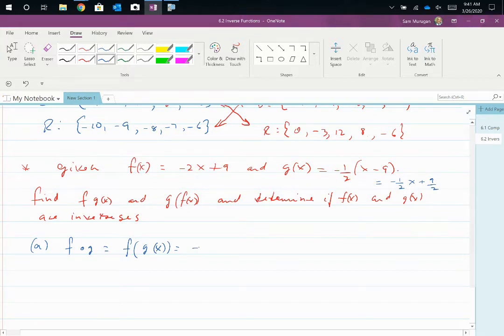So this is negative 2 times, plus 9. And in that space, we're going to write the entire g function, which is negative half x plus 9 over 2. Distributing, negative 2 times negative half is 1, and that leaves an x there. And negative 2 times positive 9 over 2 gives negative 9 plus 9, which is equal to x.